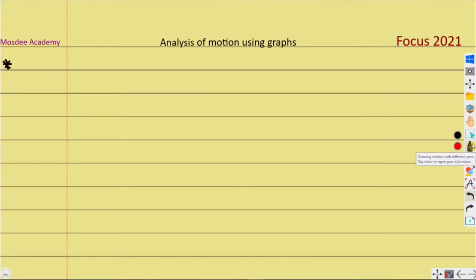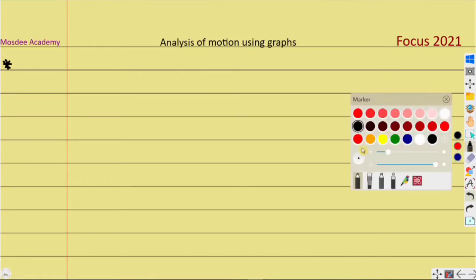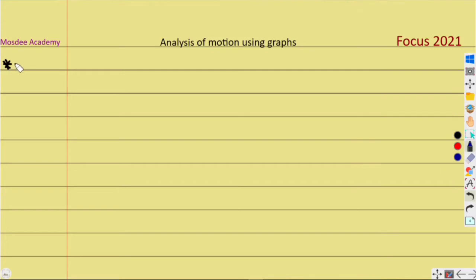Now, when we talk about motion in one dimension, like I said, we have three different types of graph. The first graph is called the displacement time graph. The second type is called the velocity time graph. So we said we have a displacement time graph. Now, the second is called the velocity time graph. And the third graph is called the acceleration time graph.